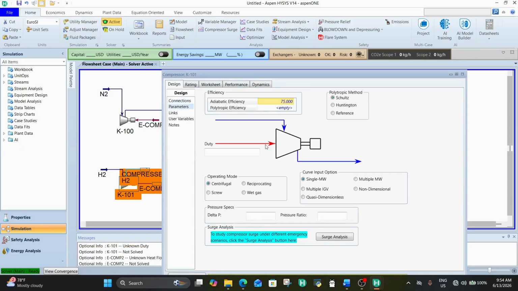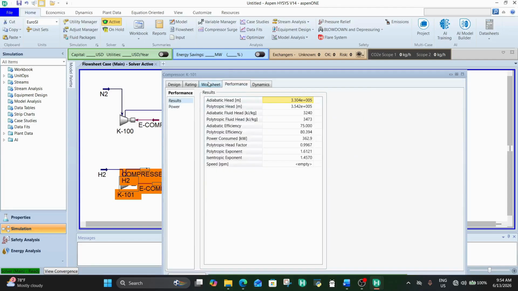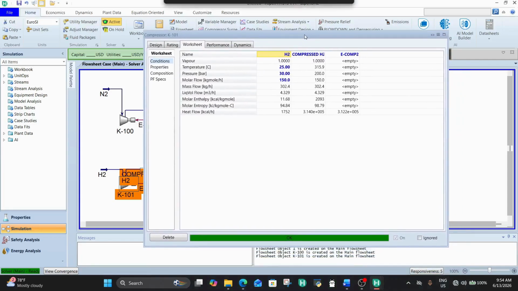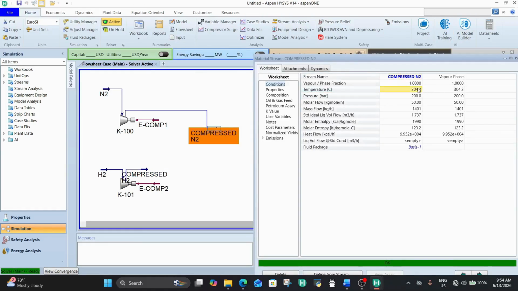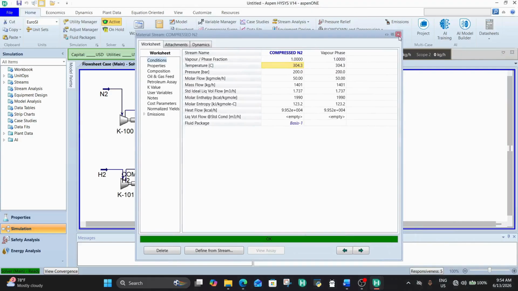Also going for 200 bar, change in pressure 170, and our worksheet puts us at 200. Temperature 315.9 Celsius, 304.3 Celsius.